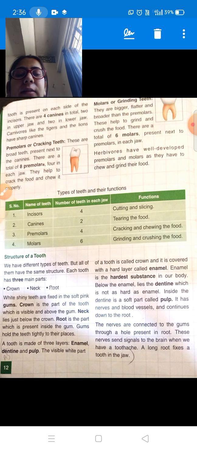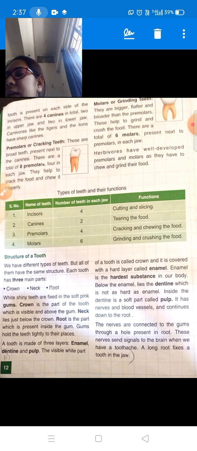So today we studied the structure of a tooth. A tooth is made up of three parts: crown, neck, and root. The crown is the topmost white shiny part, the neck is just below the crown, and the root is inside the gums. It is not visible from outside. And each whole tooth is made up of three layers: the enamel, the hardest substance in the body; dentine, which is not as hard as the enamel; and pulp, which is a very soft part. In the pulp, nerves and blood vessels are also present.